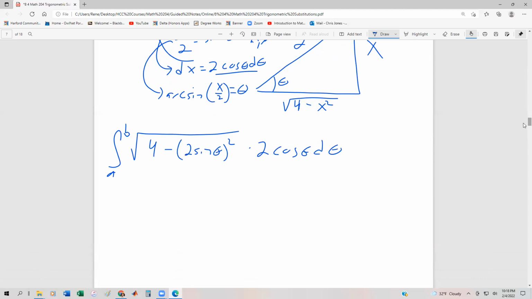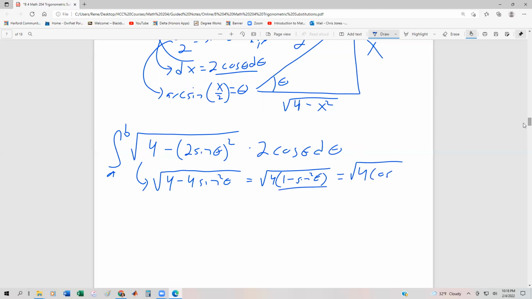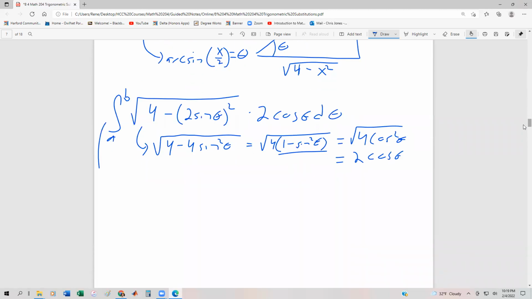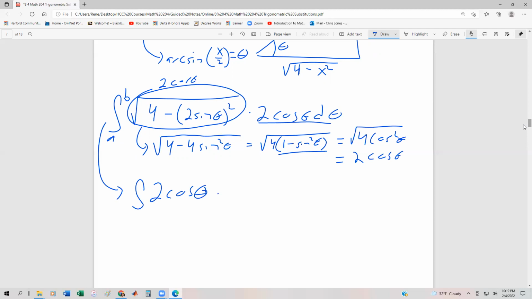Now let's simplify this radical expression. You're probably getting the hang of this now, we've seen it twice already. So 4 minus 4 sine squared theta, if we factor 4 out, is 4 times 1 minus sine squared of theta. Now this is the Pythagorean identity, cos squared theta. And so ultimately we wind up with 2 cos of theta. Nice and easy so far. Now our integral becomes the integral of 2 cos theta, and then we have another 2 cos theta, and then a d theta.